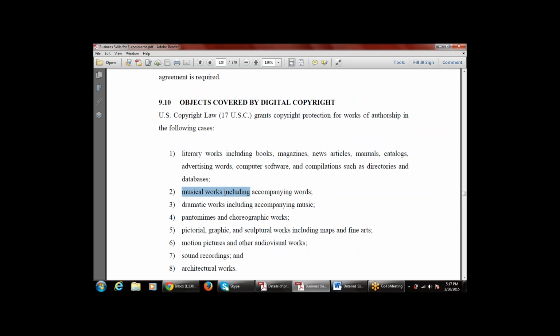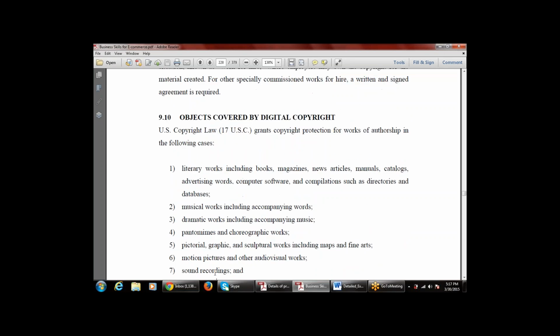It is also applicable for musical works, including accompanying words, and for dramatic works, including accompanying music, pantomimes, and choreographic works, pictorial, graphical, sculptural works, including maps and fine arts. So whenever there is a picture or a graphic, that is also applicable for digital copyright. Digital copyright also covers motion pictures, sound recordings, and architectural works. These are the various objects on which the digital copyright applies.